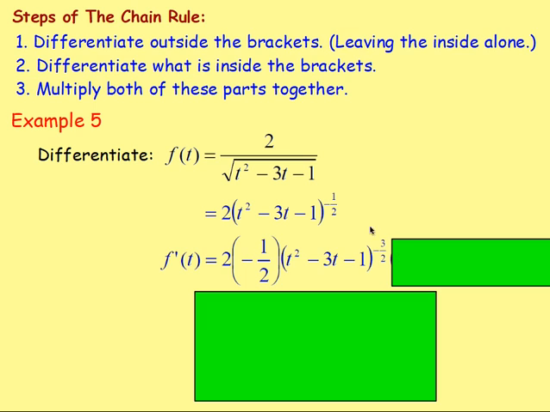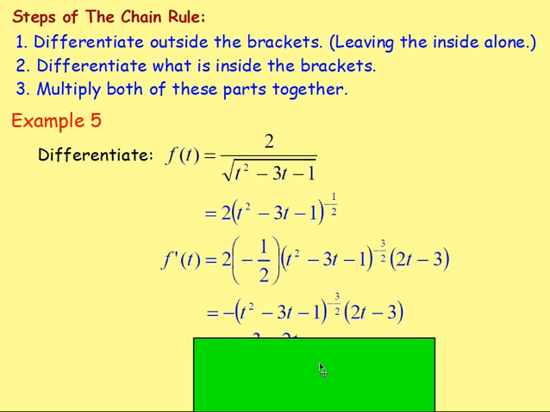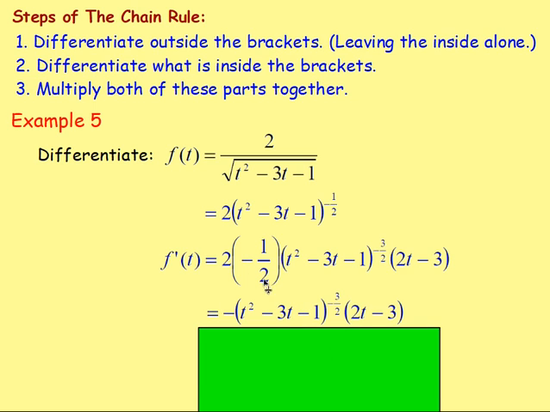From there, we have to then multiply by the derivative of what is inside the brackets. So if you differentiate what is inside the brackets here, you've got the t squared take away 3t take away 1. Differentiate that and you get 2t take away 3. So we're multiplying by the 2t take away 3. From there, you could rewrite that. You're thinking the 2 times the negative 1/2, well, 2 times 1/2 is just 1. We've got that negative 1. We've still got the t squared take away 3t take away 1 to the power of negative 3 over 2, and we've still got the 2t take away 3.